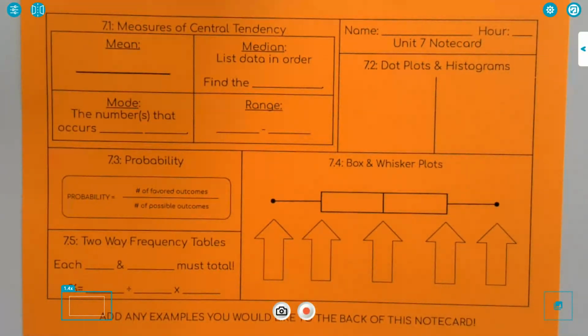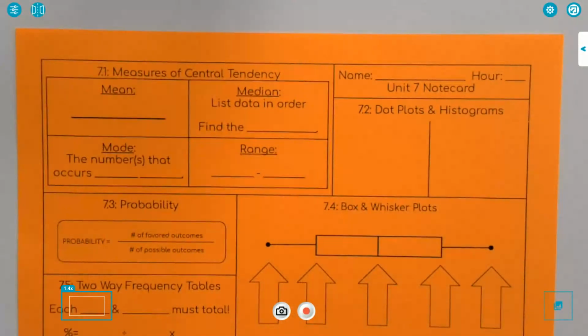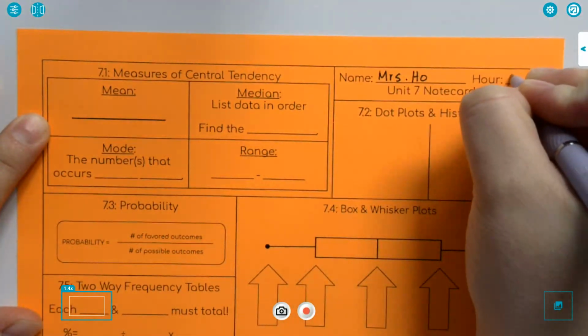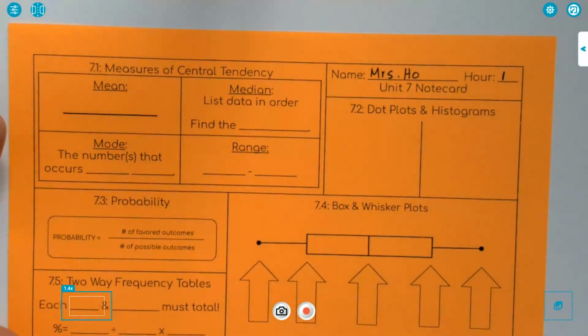There we go. Hey, so Unit 7 note card, put your name on here because ours are all going to look the same. And it is currently first hour. Can you wait until we're done with this? Okay, go.